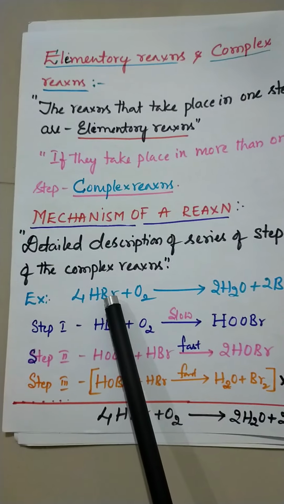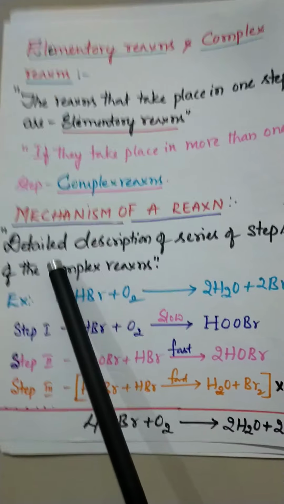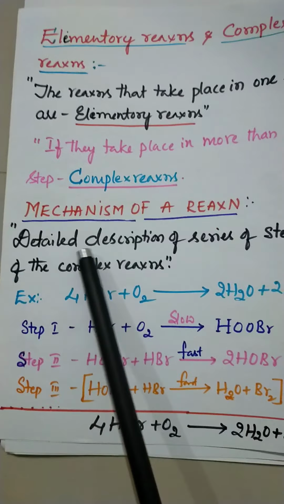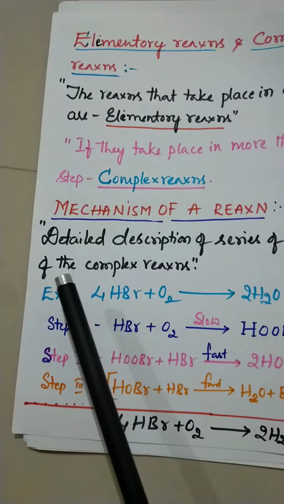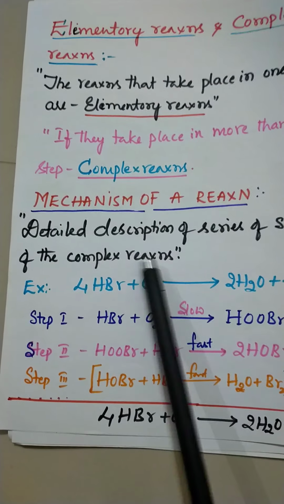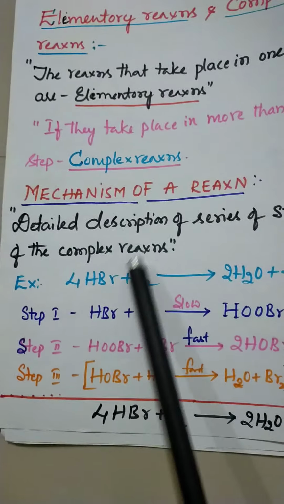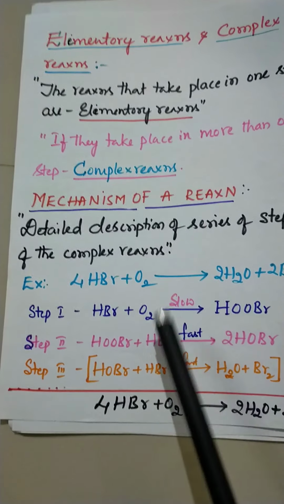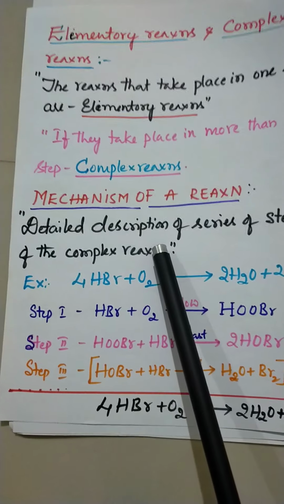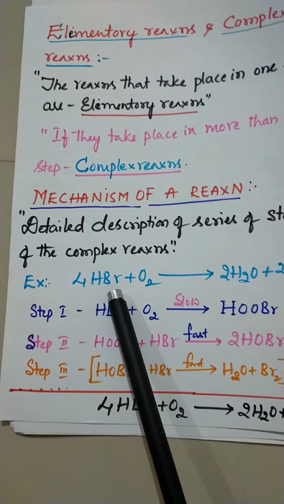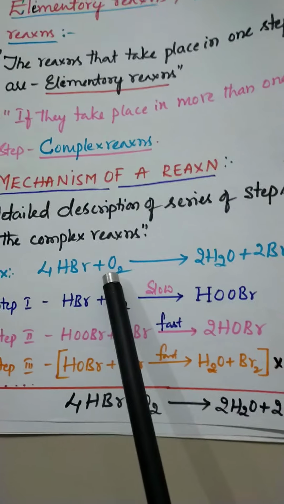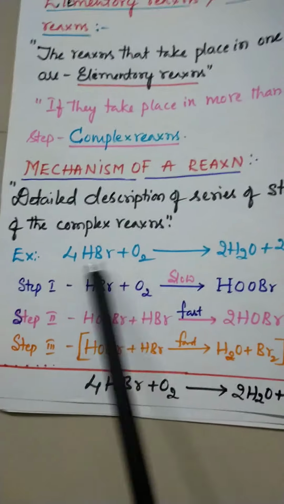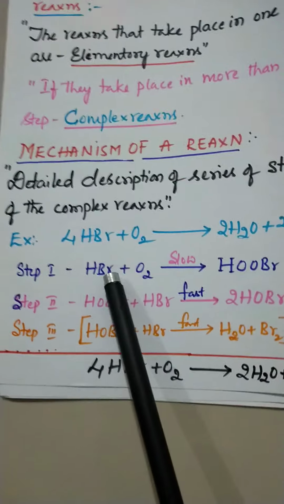Here is one reaction. Sorry. A detailed description of the series of steps to form the product of the complex reaction. It takes place in different steps. This is called a complex reaction. How is that? So here's an example. 4 hydrogen bromide and oxygen form water molecules and bromine. It does not take place in one step. It takes place in 3 steps.